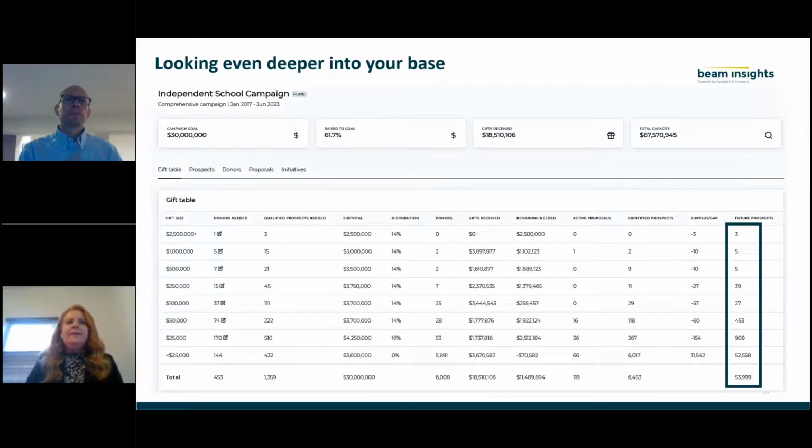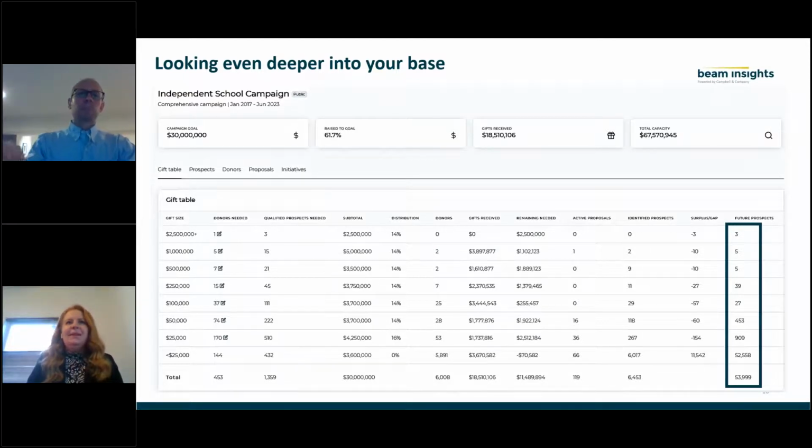So this is a snapshot that looks different from the ones that I was just walking through of our software as a service product, Beam Insights. So Beam connects directly to your database, your system, pulls out the information that I had just talked about, so all of those data points, and maps to a gift table automatically. So all of those calculations are done for you. Again, you can do it manually in Excel, but we were doing this so often with our clients that we created this product that does the work like magic.